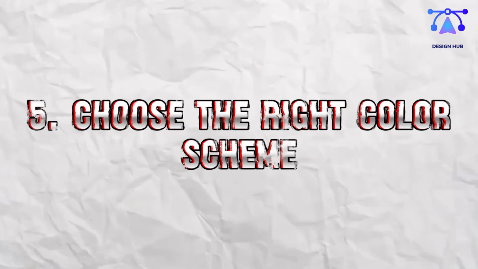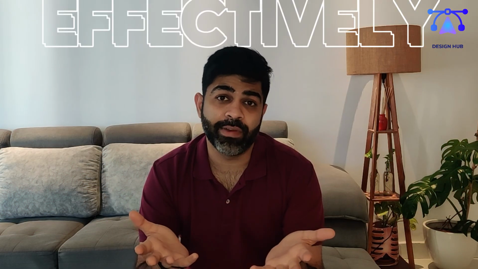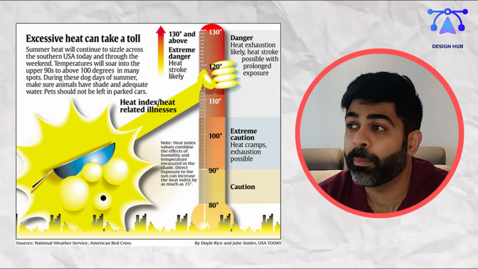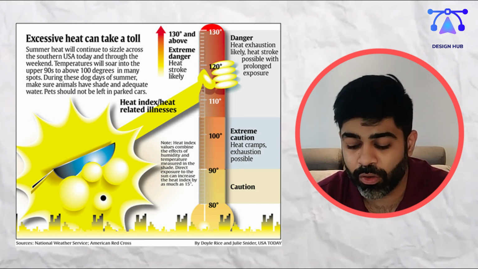Number 5. Choose the right color scheme. It is very important to use colors effectively in infographics. Using too many colors may confuse the reader, whereas using lesser number of colors can make it boring piece of information. This is a good infographic but has very monotonous feel. It gets boring to understand what's happening over here.